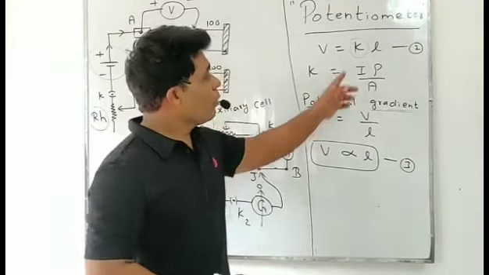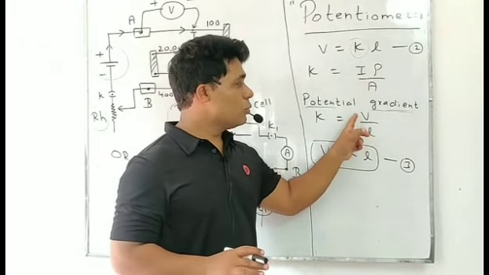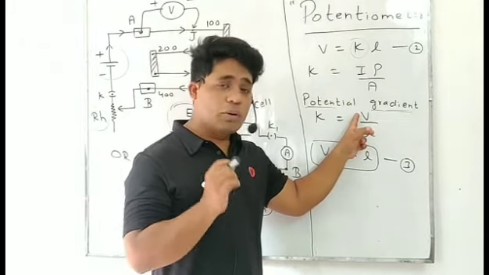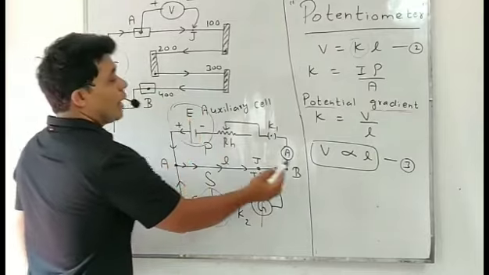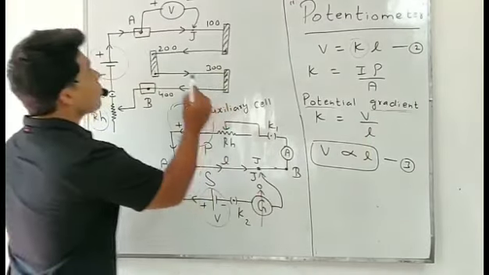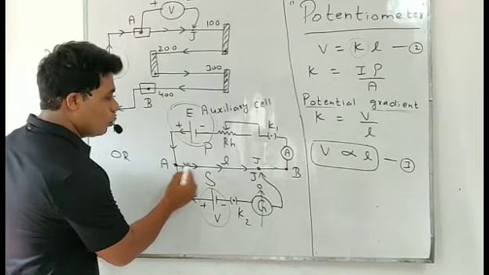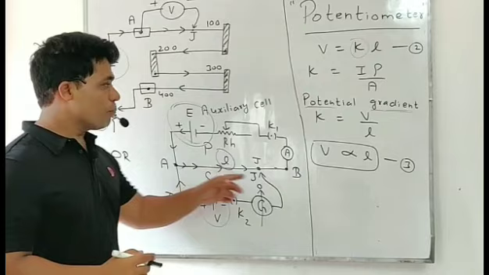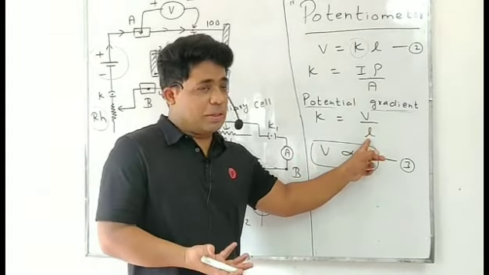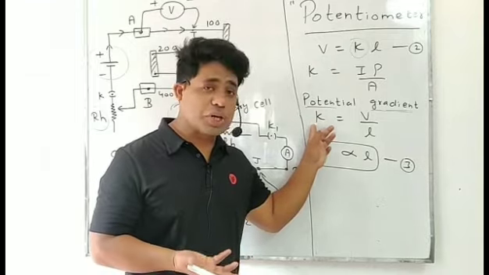I'm going to explain. When we shift K, it comes V by L. So the potential drop per unit length is said to be the potential gradient. Okay. Actually, V is the potential drop of this wire from A to J. So the potential drop per unit length is said to be the potential gradient. Okay. That is a constant.